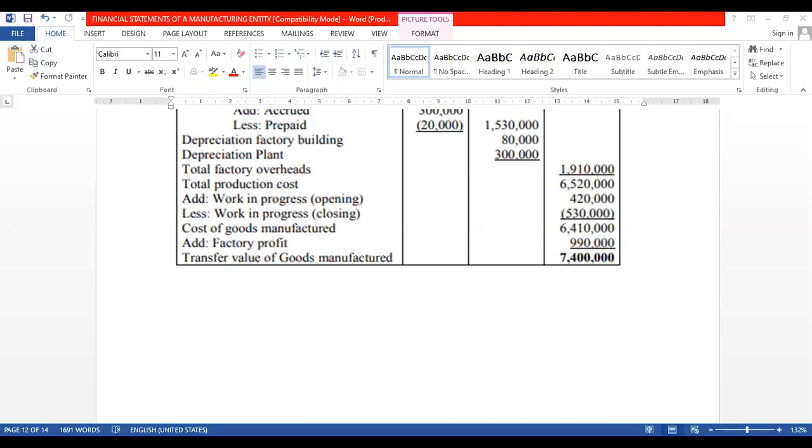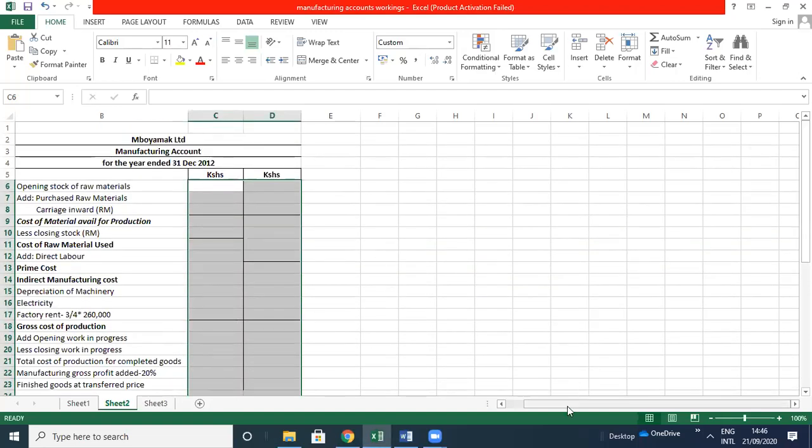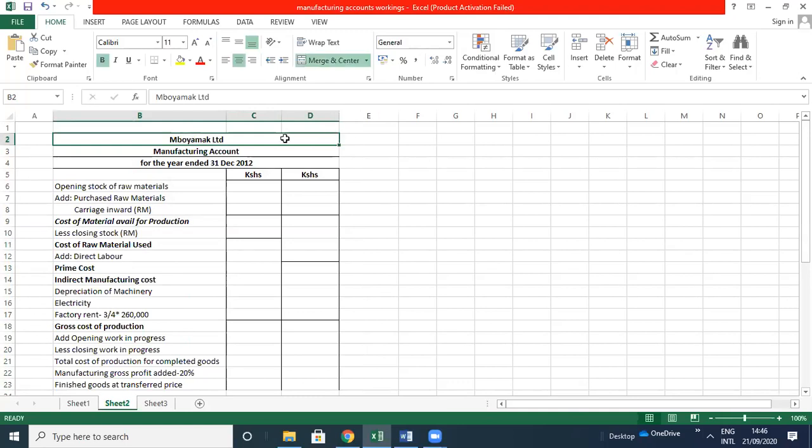Let me share this screen so that we work it out together. I like it when we work it out together. Good, we can continue. Remember, we said that we always start with the heading of the account. That's why I've written Mboya Limited manufacturing account for the year ended 31st December 2012.